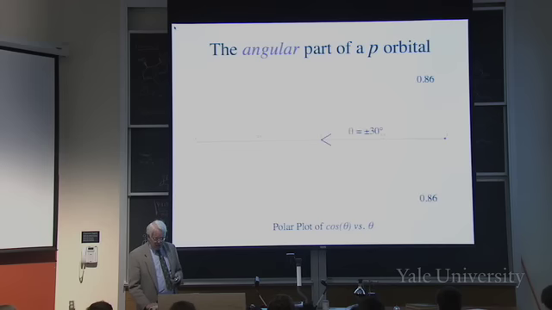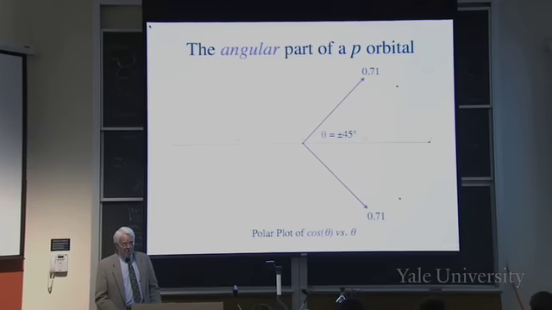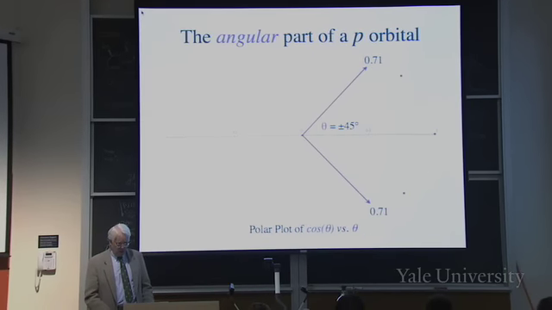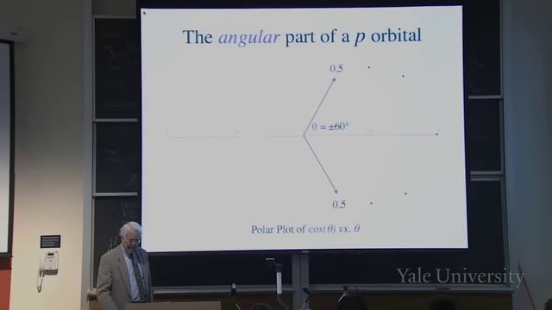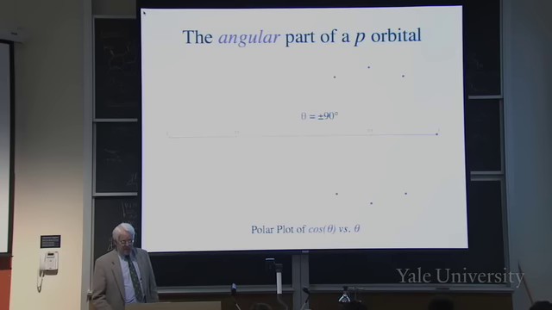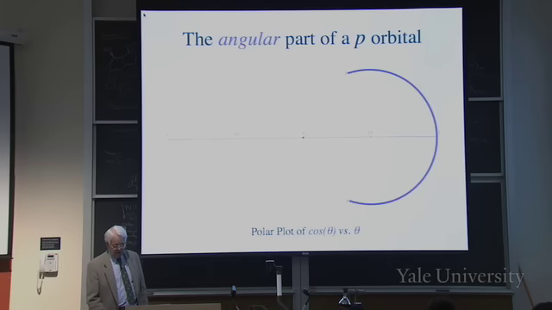Now let's go to plus and minus 30 degrees. Cosine is 0.86, and we'll put points there. And let's go to 45 degrees. It's square root of a half, 0.71. Put points there. At 60 degrees, it's a half. Put points there. What is it if it's 90 degrees? Cosine is 0. So we've got a point at the origin, right? So you can see what the shape is.